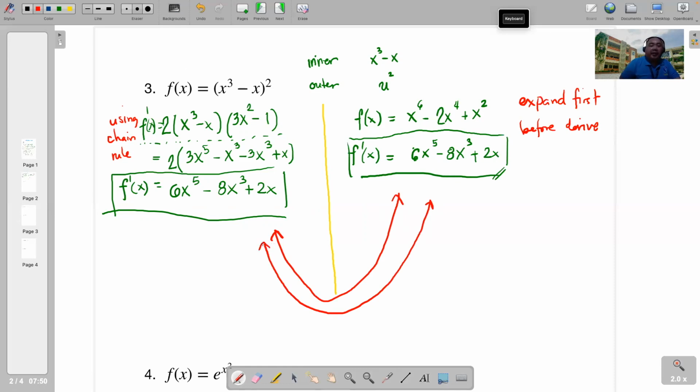They're equal. So that is all for now. In the next video, we are going to learn how to apply the chain rule when we have transcendental functions.